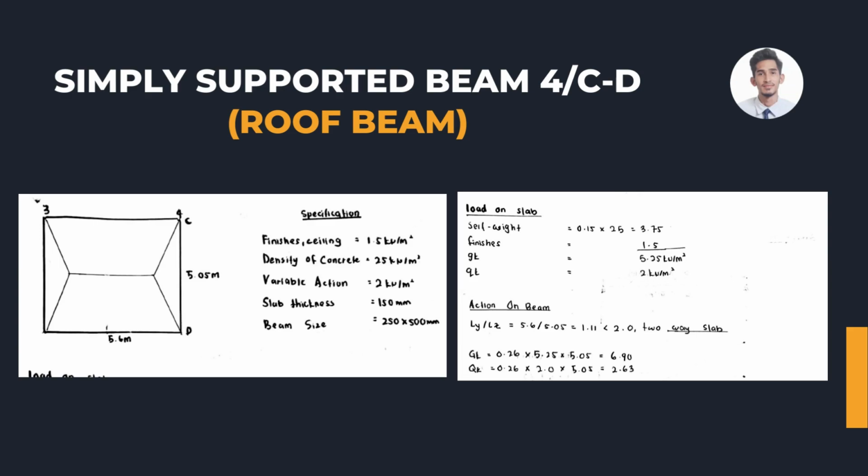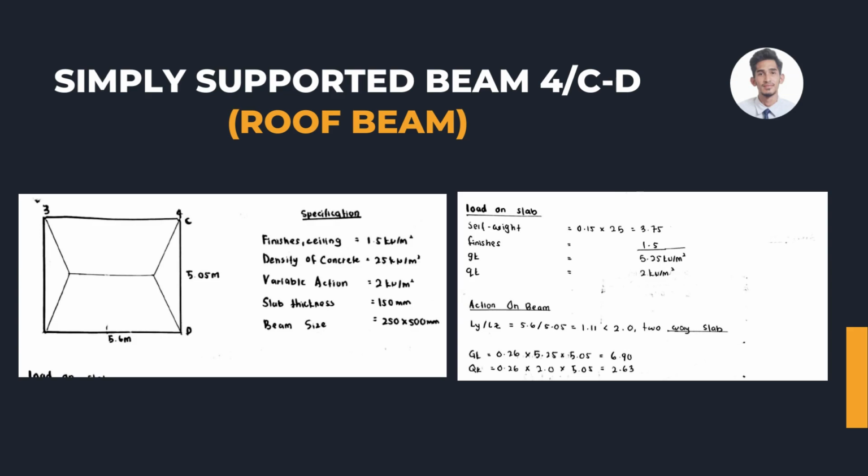So my name is Ahmed Binatupi. So this is my layout. So I will calculate the simply supported beam for C to D roof beam. From that, we got the specification about finishes, ceiling, density of concrete, variable load, slab thickness, and beam size is 250 and 500 mm, including the slab thickness.